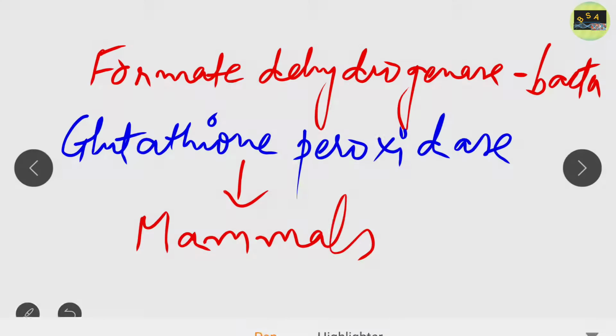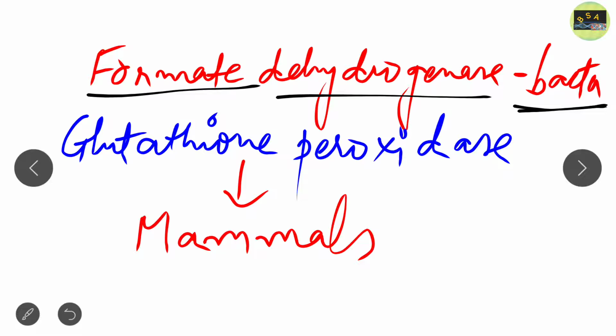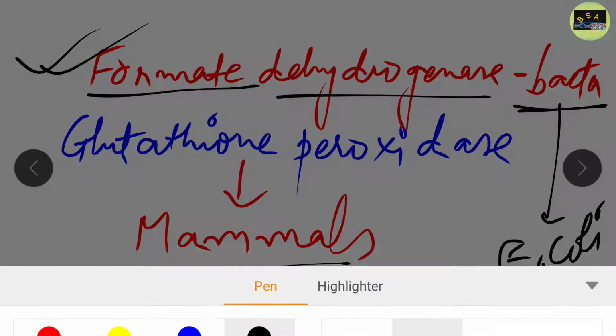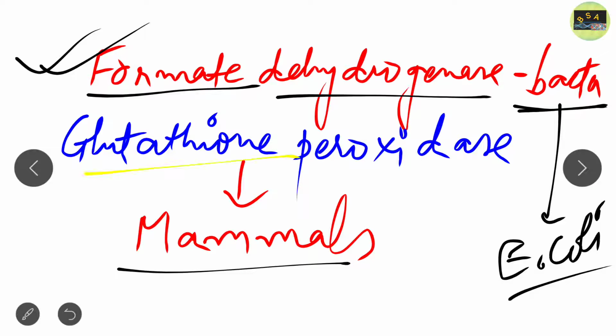So in bacteria, let's say E. coli, the selenocysteine is present in the enzyme formate dehydrogenase, while in mammals the selenocysteine is present in glutathione peroxidase. So this is another concept regarding selenocysteine. Now let's look at another concept.